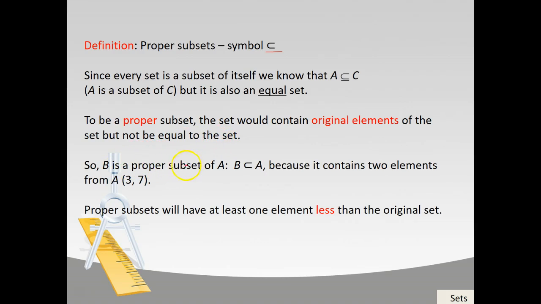So B is a proper subset of A. B is a proper subset of A because it contains two elements from A. It contained the elements 3 and 7 from A. Proper subsets will have at least one element less than the original set. So this means that in the first set, we had 1, 3, 5, 7, and 9. For set B, we had 3 and 7. We could have a set that had 3, 7, and 9, and that would also be a proper subset.